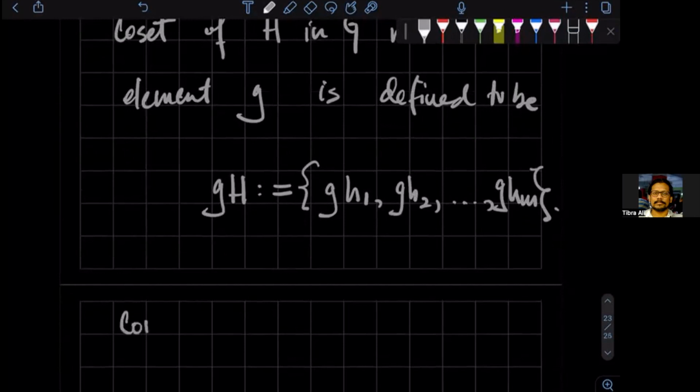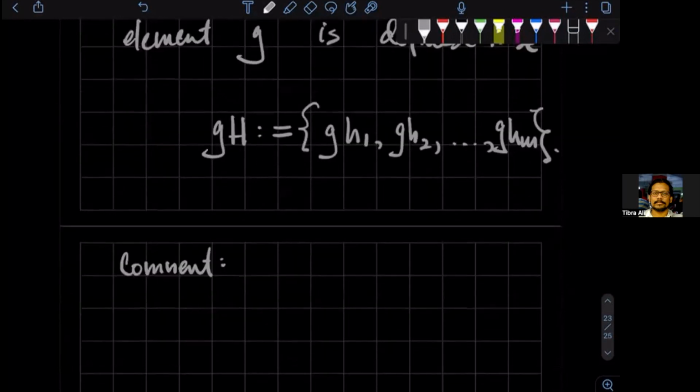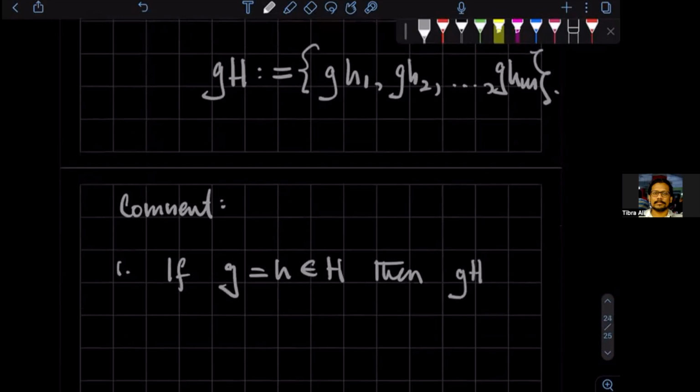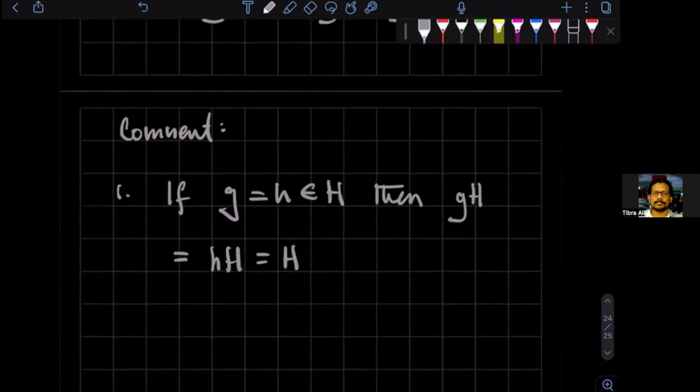One quick comment is that you can verify easily that, comment number one, if you pick g to be an element in the subgroup H itself, then the coset that you construct, gH, is actually equal to, of course, HH, which is, of course, H. So in that case, the coset is the subgroup. Okay, so that's comment number one.